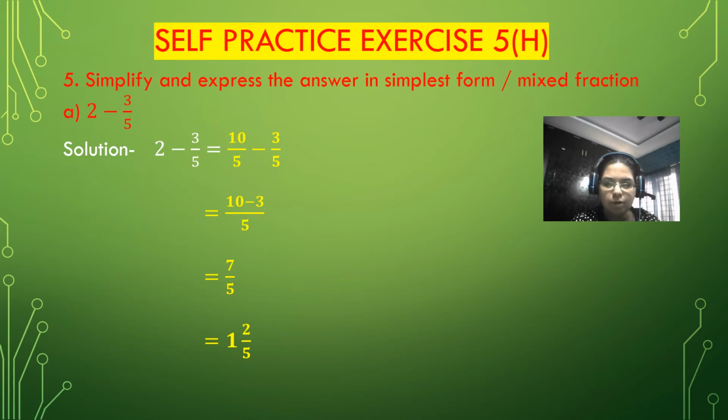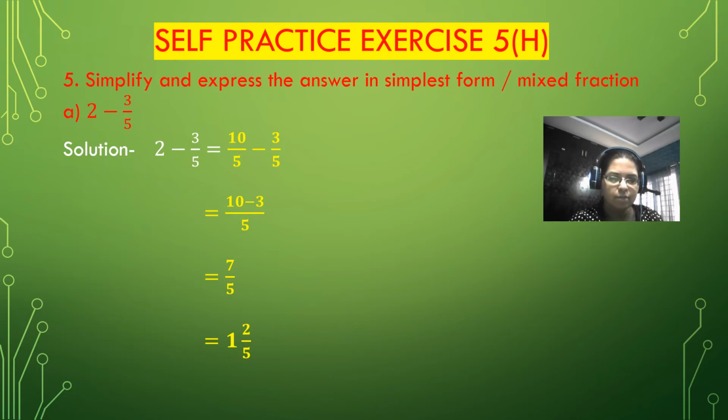Now we solve question number 5. Question number 5 is simplify and express the answer in simplest form or mixed fraction. First bit is 2 minus 3 divided by 5. We can write the number 2 as 10 divided by 5, with denominator 5.